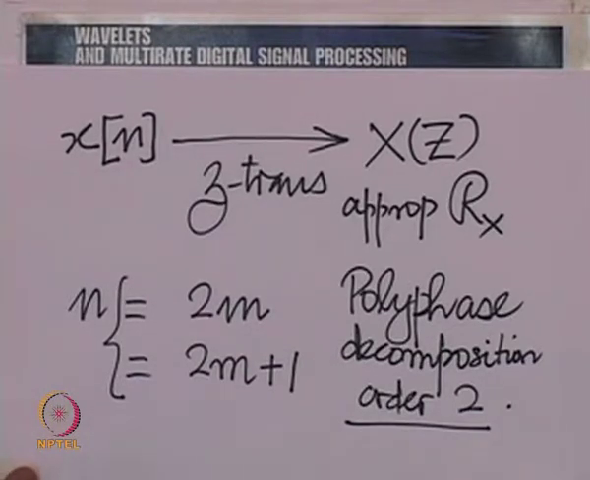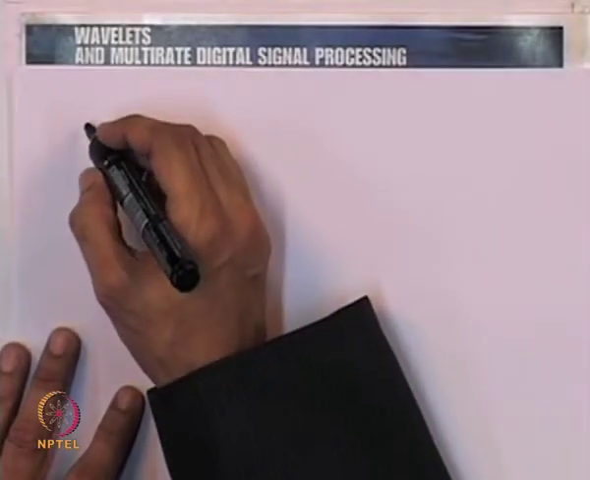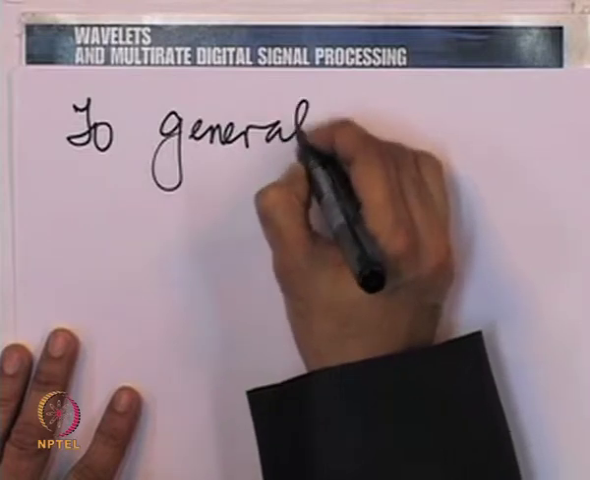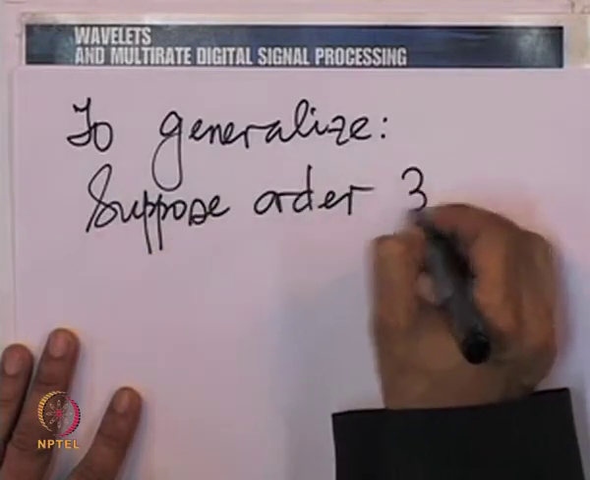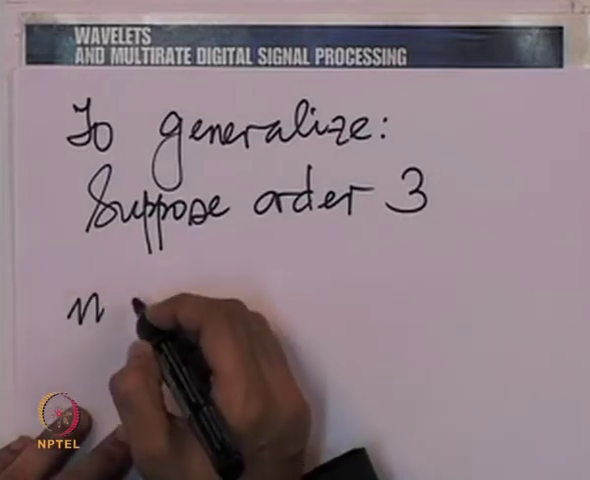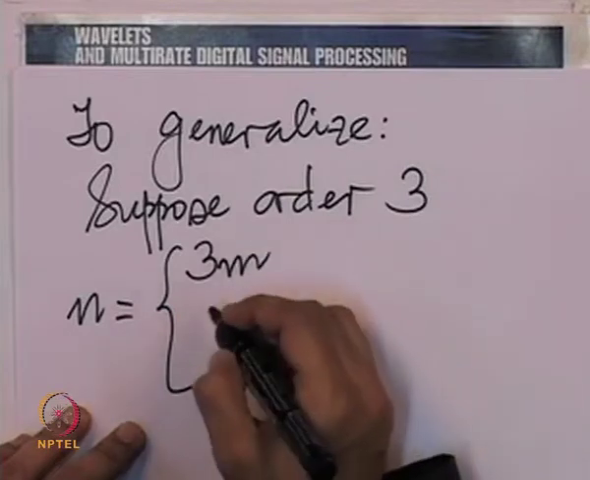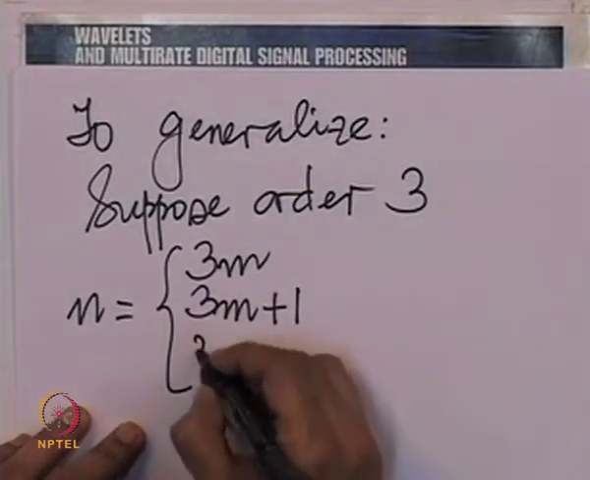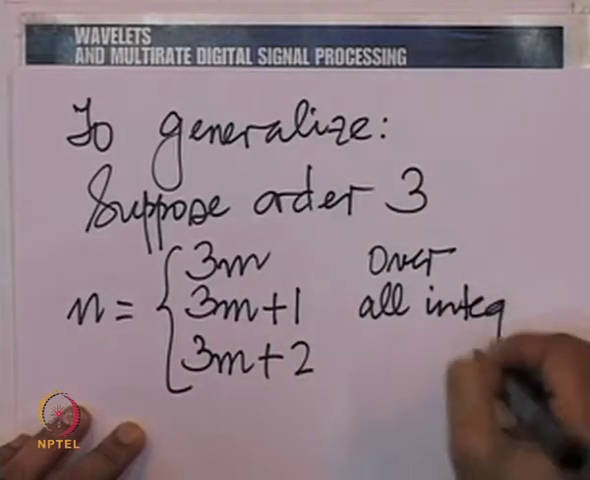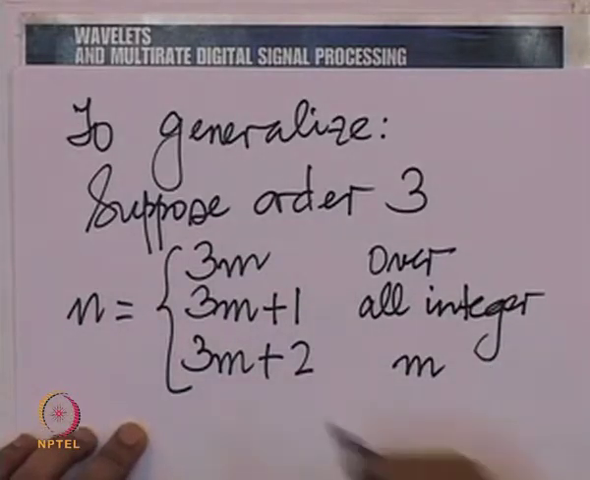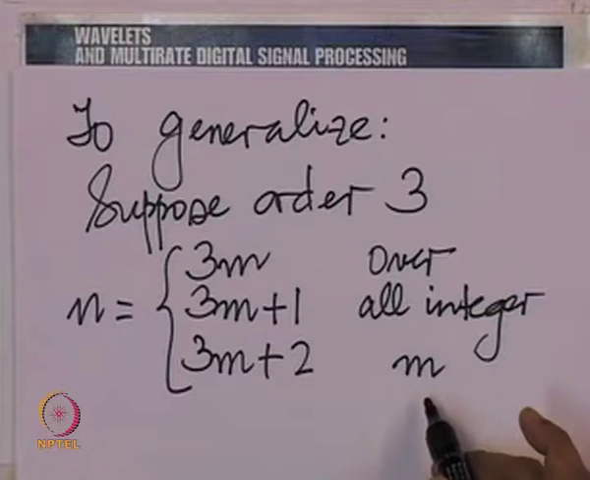What we want to do first is to generalize this. So, suppose for example, we wanted polyphase decomposition of order 3. What we are then going to do is to ask that the integer n be one of these three possibilities: 3m, 3m plus 1 and 3m plus 2, over all integer m. And when m varies over all possible integers, then we have covered all possible integer values of small n here.